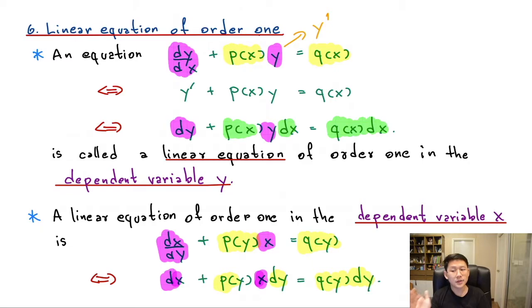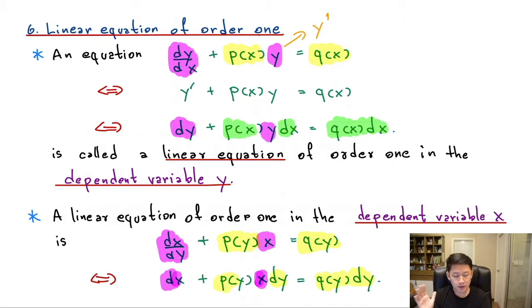Okay, so the most important thing is that you need to be able to recognize which equation is a linear equation of order 1. Now if you can recognize that this equation is actually linear and the order is 1, then we're gonna look at how to solve this particular type of question.